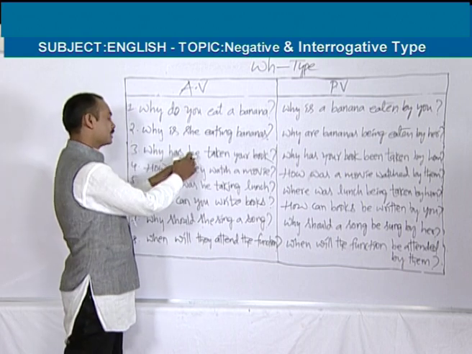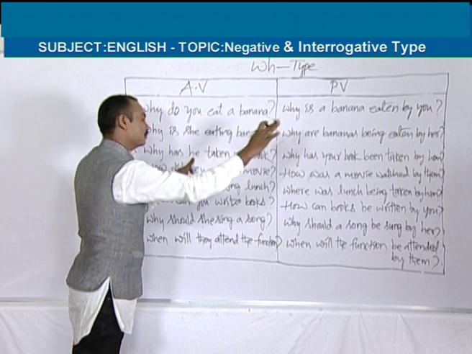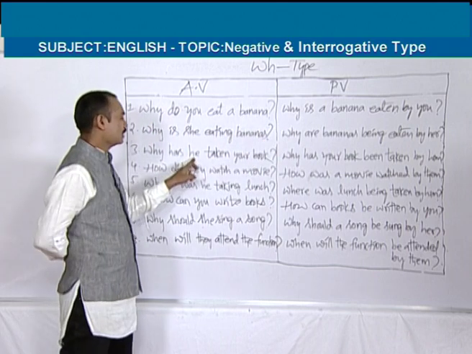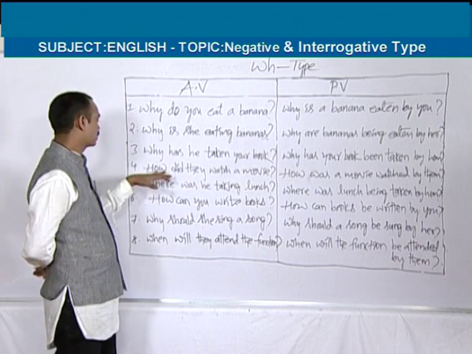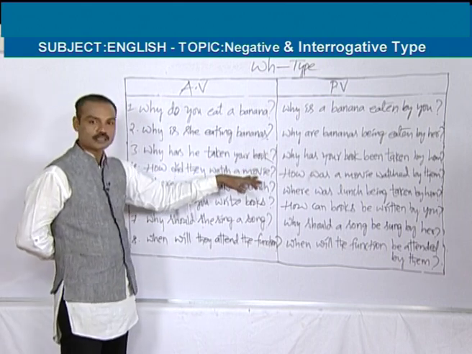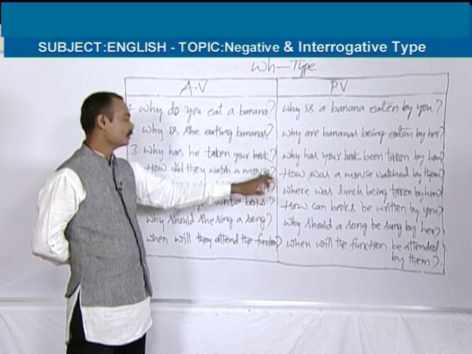So, if the subject is he, there him should be used. If the subject is you, you only. If the subject is they, that becomes them. I becomes me. So, like that. Next, how did they watch a movie? This is simple past. So, in simple past, if the object is singular or plural, no changes.